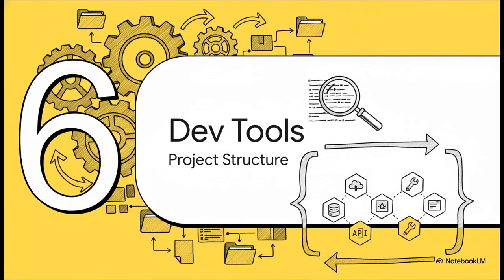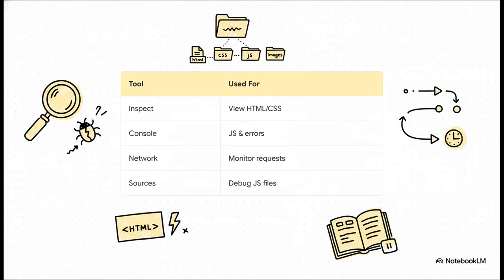Last but not least, Section 6, DevTools and Project Structure. Let's zoom out slightly. A standard web project requires a logically organized folder structure. You typically have a root index.html file alongside separate subdirectories for CSS, JS, and images to ensure easy maintenance. To actually troubleshoot this architecture, modern browsers include built-in developer tools.